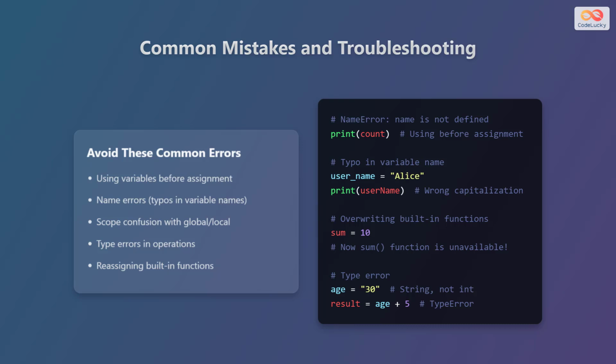If you encounter a NameError, make sure that the variable has been assigned a value before it is used, and that there are no typos in the variable name. If you encounter a TypeError, make sure that the variables you are operating on are of compatible types. For example, here are some errors in code. First is the NameError where you try to print the count without declaring. Second is a typo in the variable name. Third is overriding built-in functions, and fourth is a TypeError.